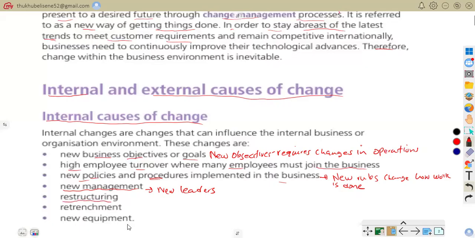With restructuring, you are changing the structure of the business. For example, you are merging departments. When you merge the departments, it means you are changing the structure of the business, which is restructuring. It is also an internal cause of change. Let us move on.